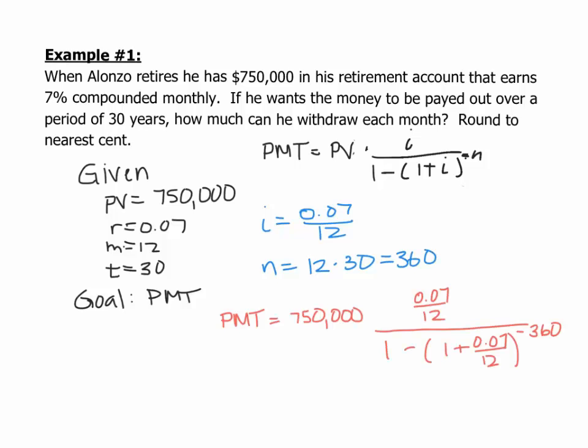If I input all these values into the formula, this is what I should have. Now notice when I go to input this into the calculator, since I have more than one thing in the numerator and in the denominator, I need to have parentheses around both of these. So this is how you would do this problem using the formulas. Let's look at how you would do it using the TVM solver.